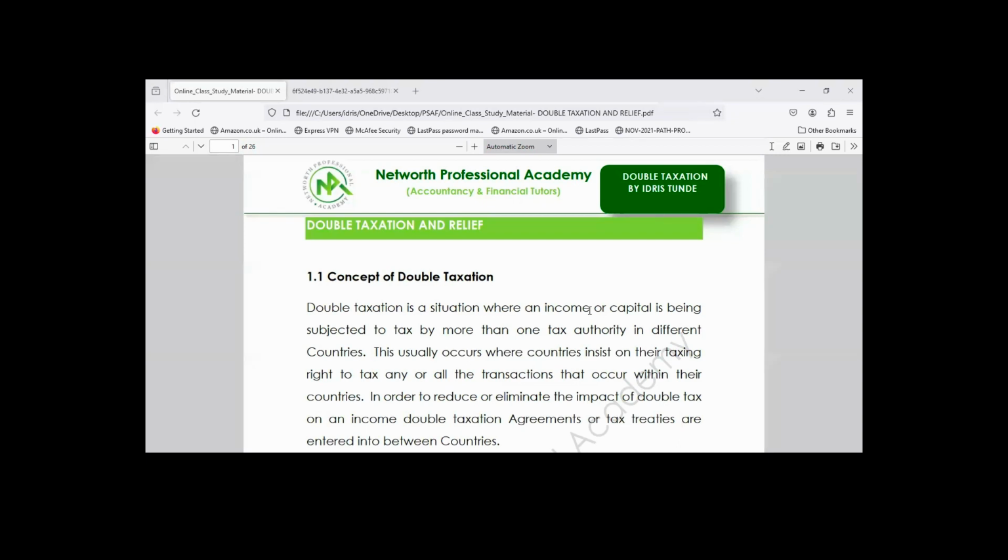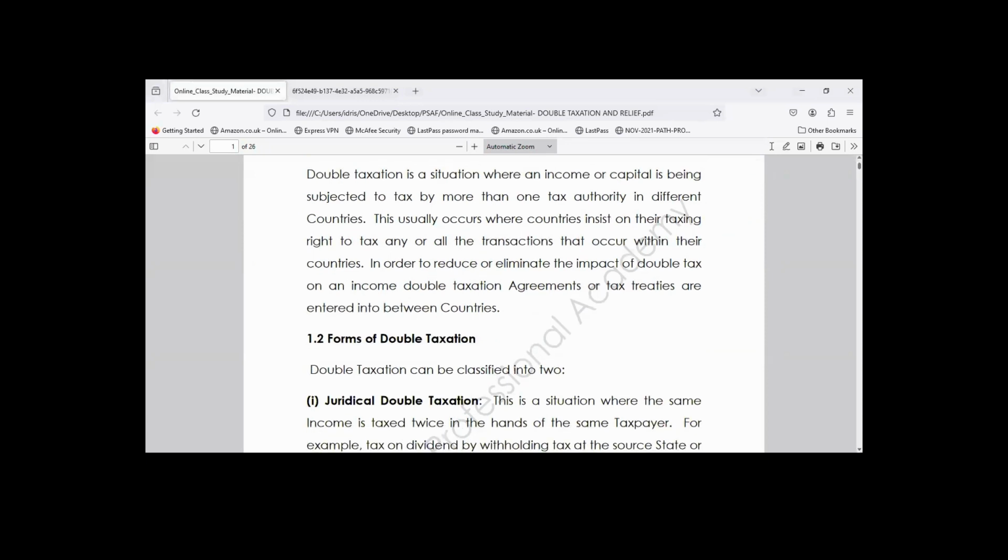You receive an income abroad, in the UK. The government in the UK subjects it to tax. You bring the income to Nigeria again, and the Nigerian government says you will pay tax on the income. It has involved two countries, country A and country B, UK and Nigeria. The tax you pay on that income is called double taxation. So that is simply the meaning of double taxation.